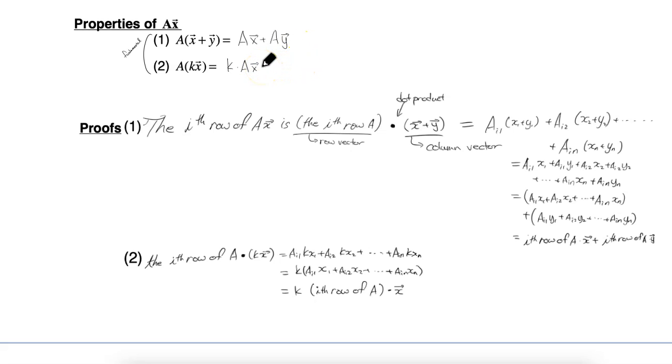For the second property, it's going to be very similar. If I look at one specific row of A times kx, it's a_i1 times kx1 plus a_i2 times kx2 and so on. So now that I have an algebraic expression with entirely numbers, I can use the properties of regular algebra and I can factor out k, which I do here, and everything that is in parentheses is just the ith row of A times the column vector x. So since this is going to be true for every row of A dot kx, I can say that A times kx is equal to k times Ax.